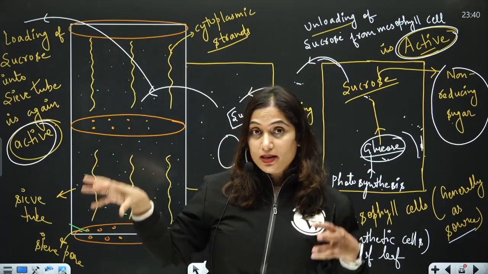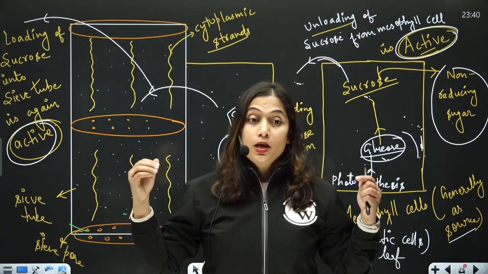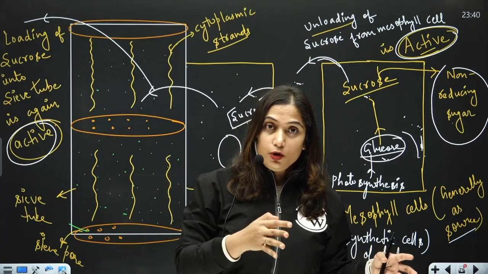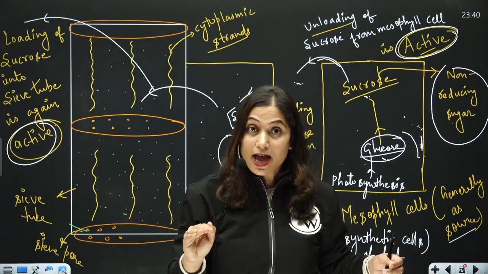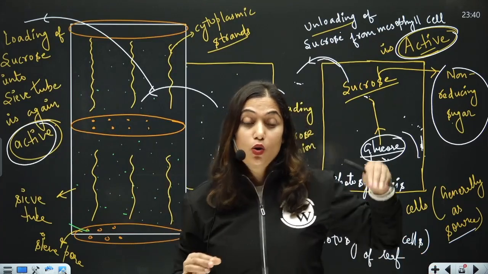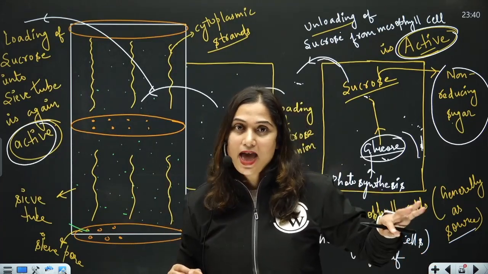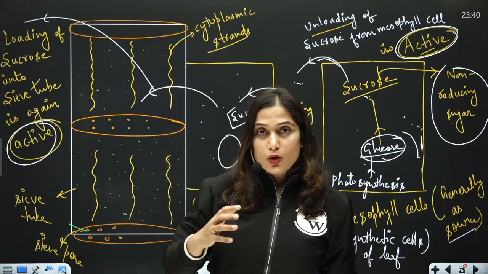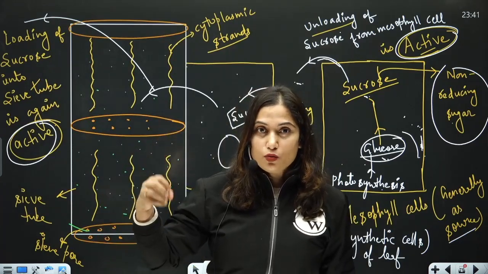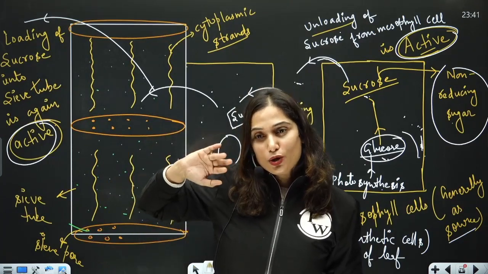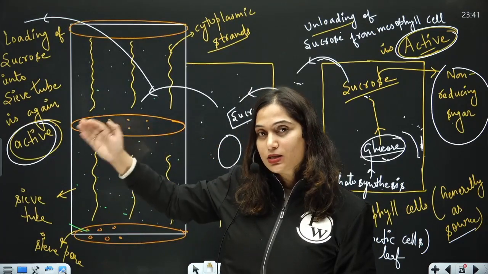Then what will happen at the sink, at the root cell? The sucrose will come out of the sieve tube, active. Then it will come out from the companion cell, active. Then the sucrose will go into the sink cell, the root cell, active. Because of the unloading of sucrose from the sieve tube, the water potential of the sieve tube increases, and the water goes out of the sieve tube into the xylem.